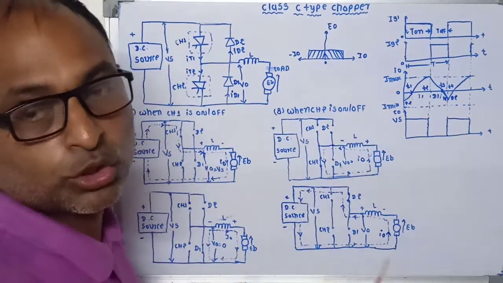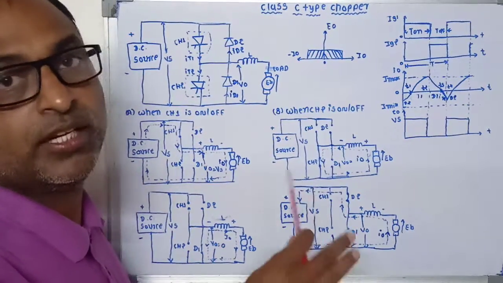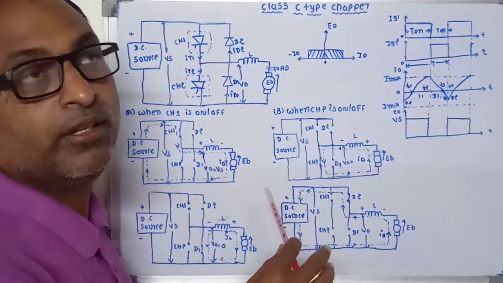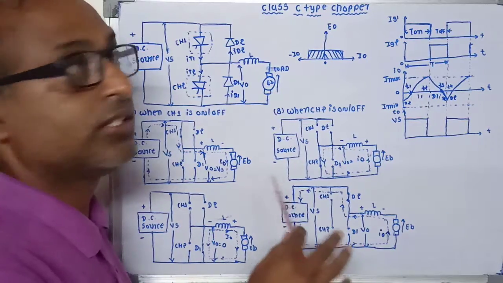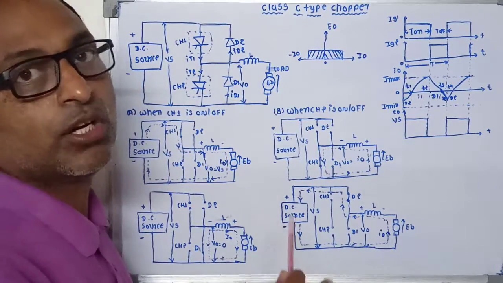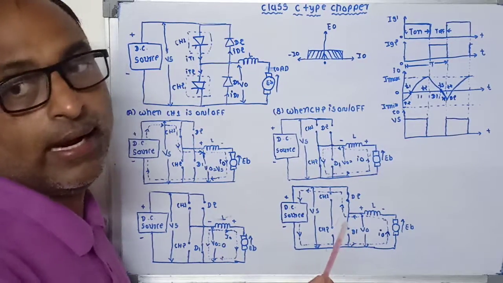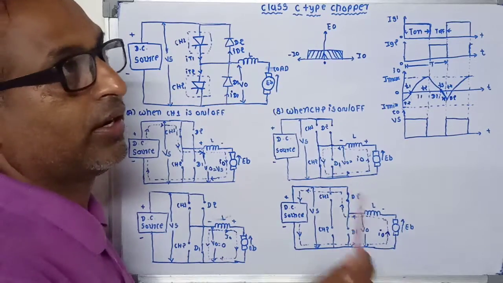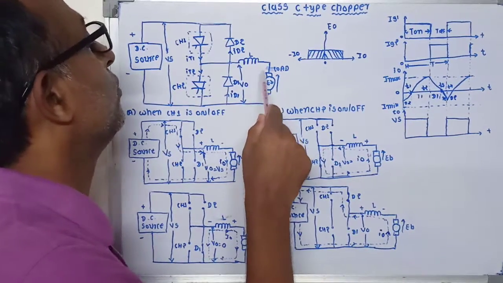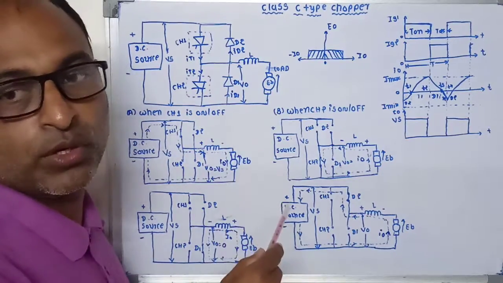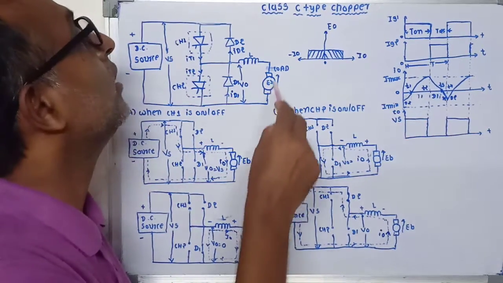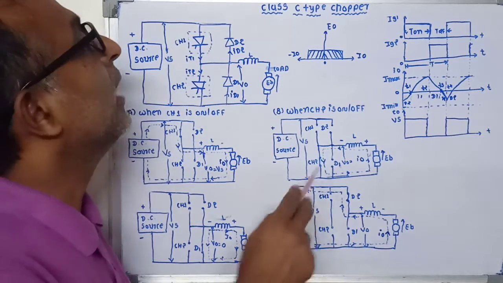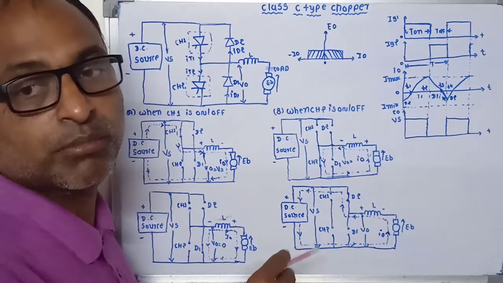Class C type chopper. This type of chopper is called a two quadrant A type chopper. The C type chopper is a combination of class A chopper and class B chopper. This basically means that the power can either flow from load to source or source to load. The C-type chopper is obtained by connecting class A chopper and class B chopper in parallel.